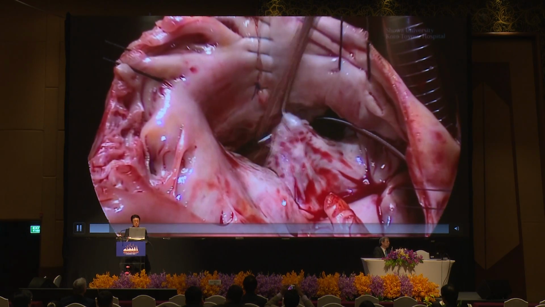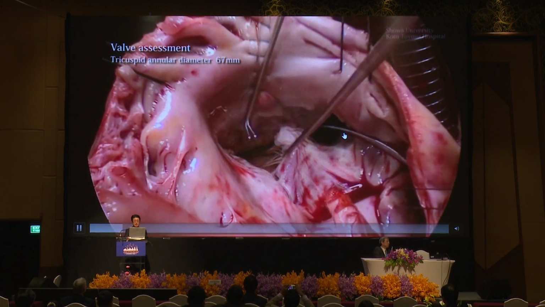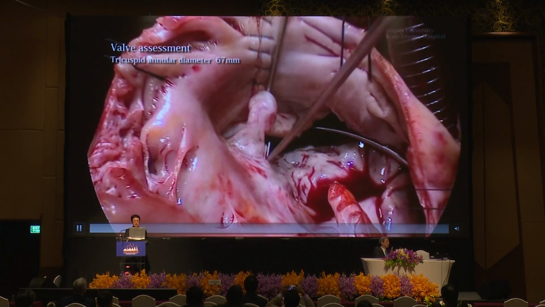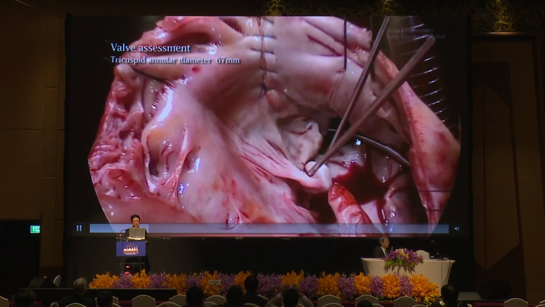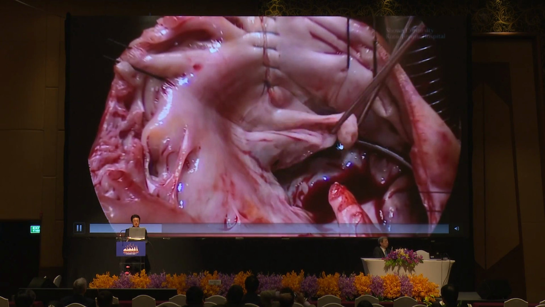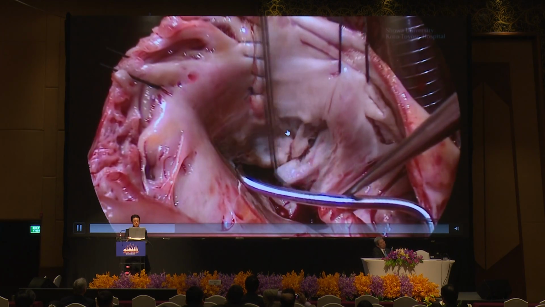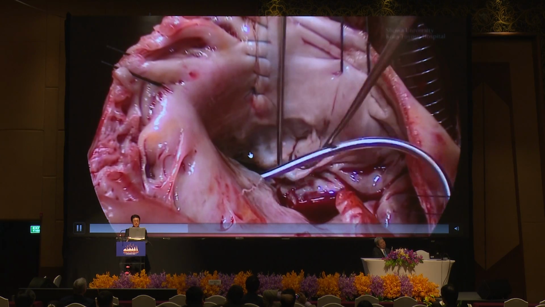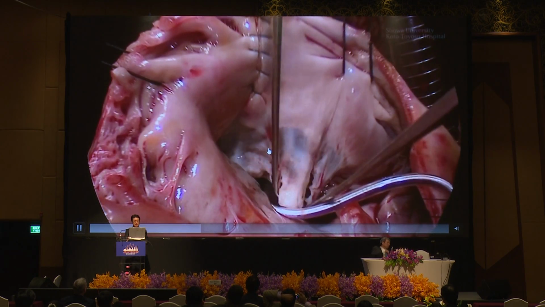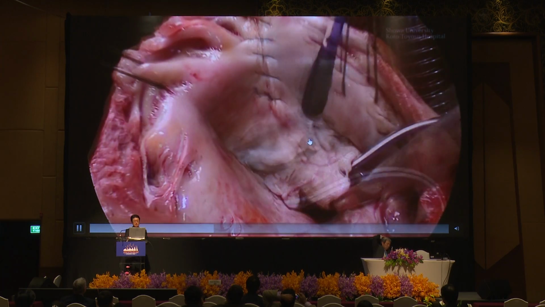This is one example of this technique. This patient had the previous pacemaker lead, which is not interfering with the leaflet motion. But this patient had severe RA and RV dilatation.